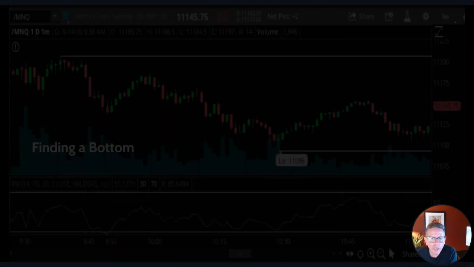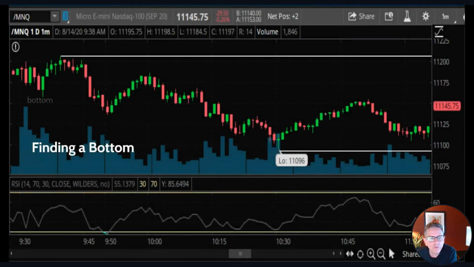Okay, so finding a bottom. A bottom is formed after it tests or fails. Okay, and so in this case here, the bottom went up, it went down, it failed. It's not a good trade. That's not the right setup. The bottom tested and failed again. Here we got another bottom. Market went down again. Test failed.